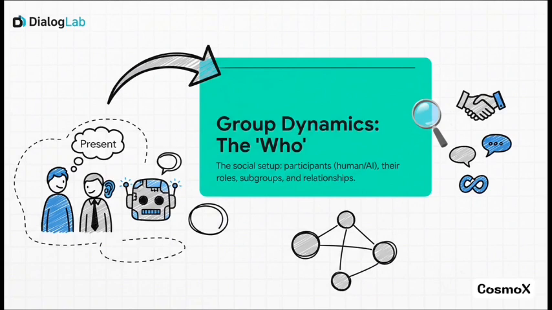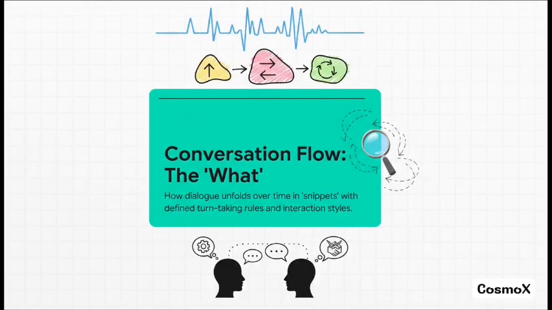Maybe some are presenters and others are the audience. You can even create subgroups, little cliques within the larger conversation. You're essentially drawing out the social map of the entire interaction before anyone even says a word. All right, once you've set your cast, you define the what, the conversation flow.